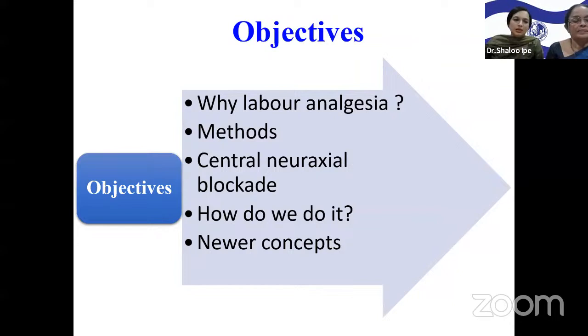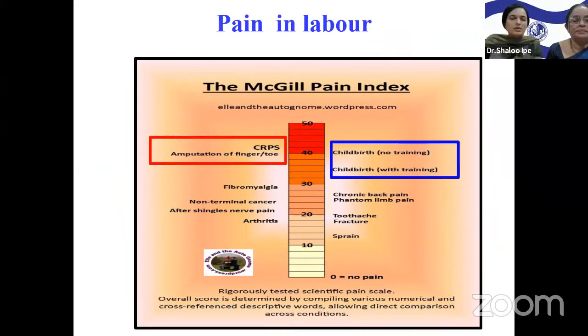We will be discussing labor analgesia, the different methods, concentrating more on central neuraxial blockade, how we do it in our institution, and the newer concepts. 60% of primigravidae describe the pain of labor as excruciating. So if all other pain is treated, why not labor pain?